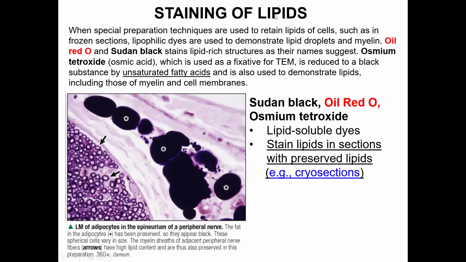There are also stains for lipids, and the stains for lipids that are mostly used are oil red O. I don't have a slide for it here, but it should be red. Sudan black, which is also not shown here, and osmium tetroxide. Osmium tetroxide is also a fixative and a stain for electron microscopy. However, it is also a stain for lipids. And here you see that it stains large cells, the so-called unilocular adipocytes that are filled with a large droplet of lipids.